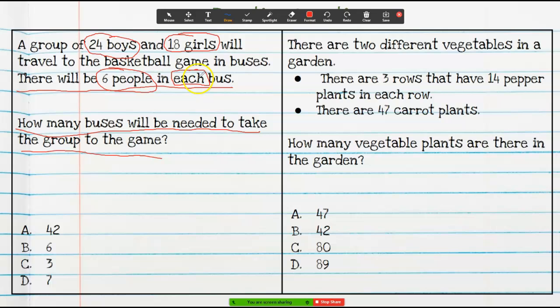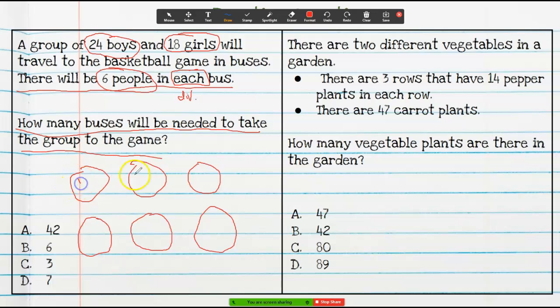Okay, let's go back. Because it talks about there will be 6 people in each bus, so we're putting people in buses. Okay, so that means we're going to divide. 24 boys and 18 girls. Okay, so let's take our 6 people. 1, 2, 3, 4, 5, 6. Alright, let's do the 24 boys first, and let's put them in the buses.